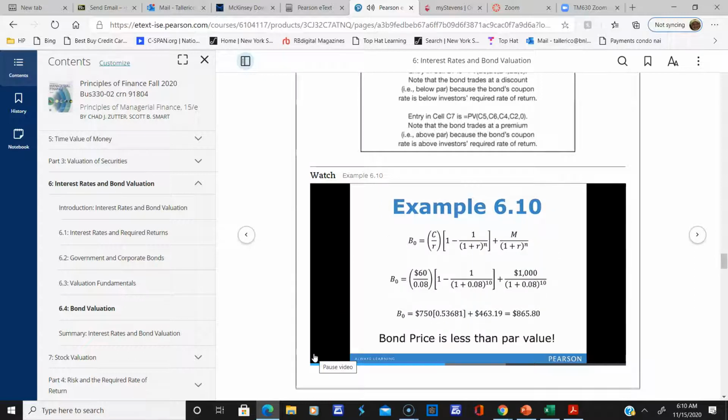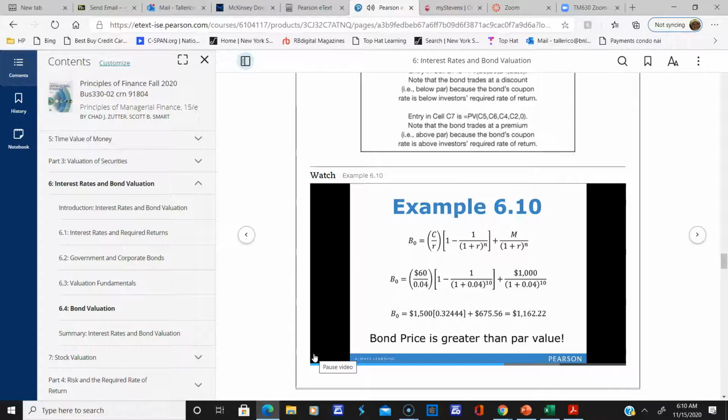Consider what would happen if the market's required return were 8% instead of 6%. The Mills bond becomes relatively unattractive given its 6% coupon rate. Investors will sell it, driving down its price. Using the equation, we can discount each payment, interest payments and principal repayment, that the bond makes over the next 10 years at a rate of 8%, and find that the bond's price drops to $865.80. This is a discount price since it's below the bond's par value.